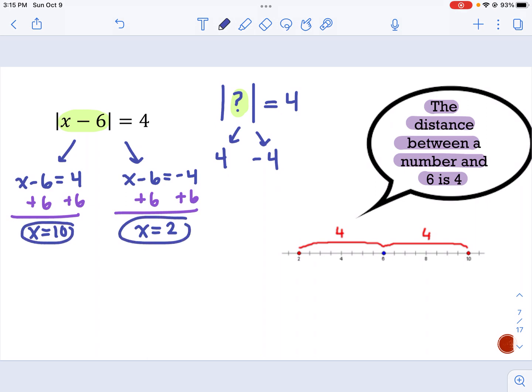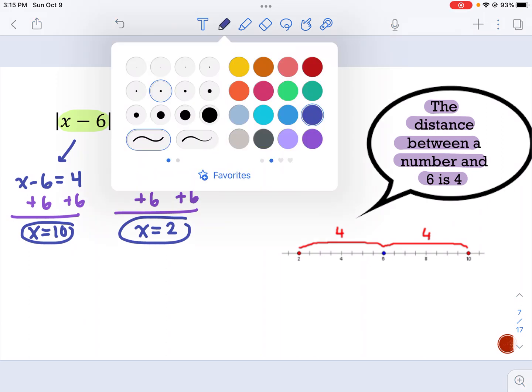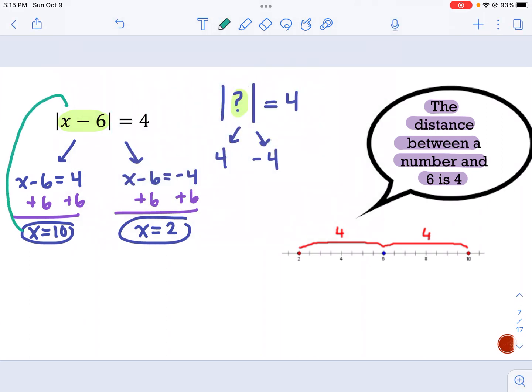Let's pause and think about what that means. Remember, these are solutions to an equation. These are the only values out of all the numbers in the world that I should be able to plug back into my original equation and it should hold true. So I'm going to mentally plug in 10. 10 minus 6 is 4. The absolute value of 4 is 4. That one works. If I plug in x equals 2, 2 minus 6 is -4, and the absolute value of -4 is 4. That also works. So my final answer is x can equal 2 or 10.